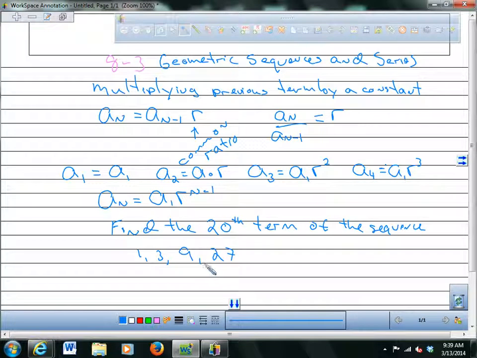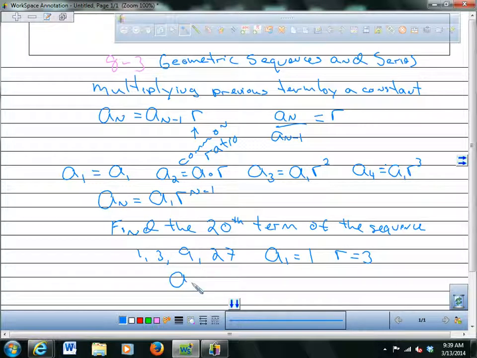But what's a sub 1? A sub 1 equals 1. What's r in this case? What am I multiplying the previous term by to get the next term? 3. So r is 3. If I want a sub 20, and if it's not easy to figure out, like if you have a fraction or something like that, just divide. I'll show you another one.